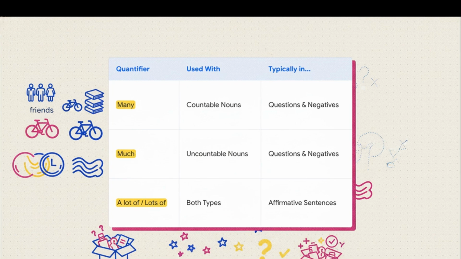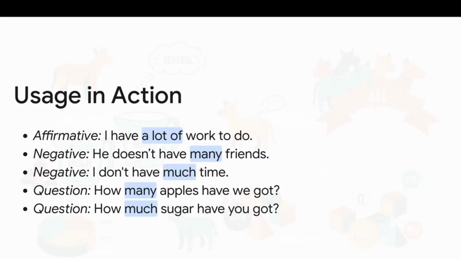Now here's a pro tip. Both much and many are most often used in questions and negative sentences. If you're just making a positive statement, the easiest, safest bet is a lot of or lots of. The great thing is, a lot of works for everything. Countable, uncountable. It doesn't care. It's a lifesaver.